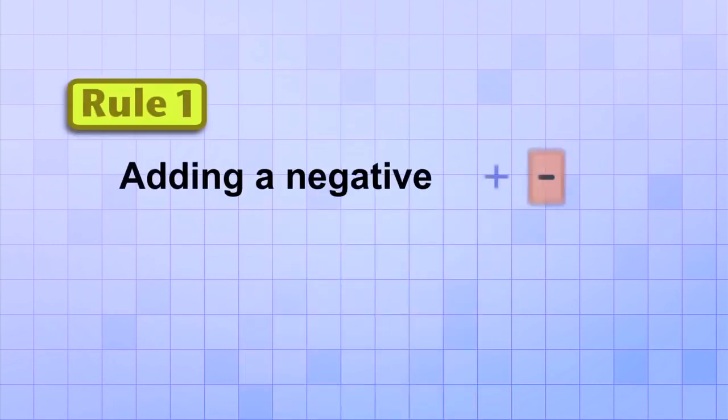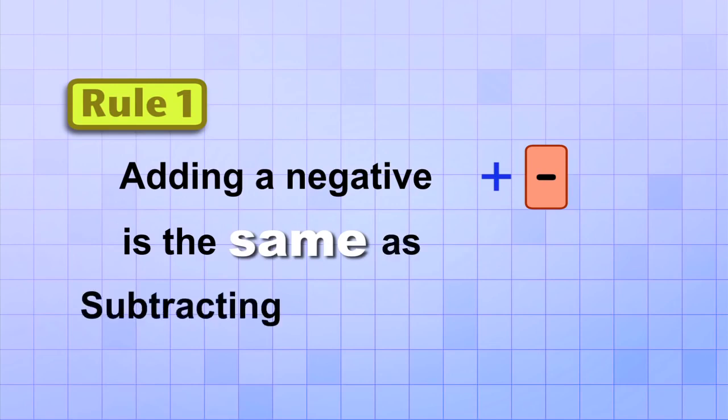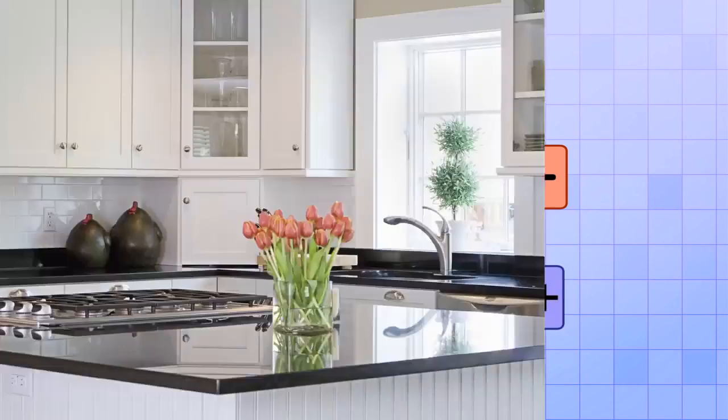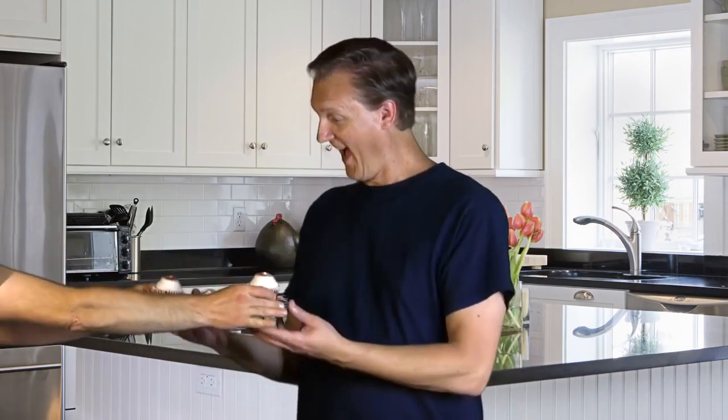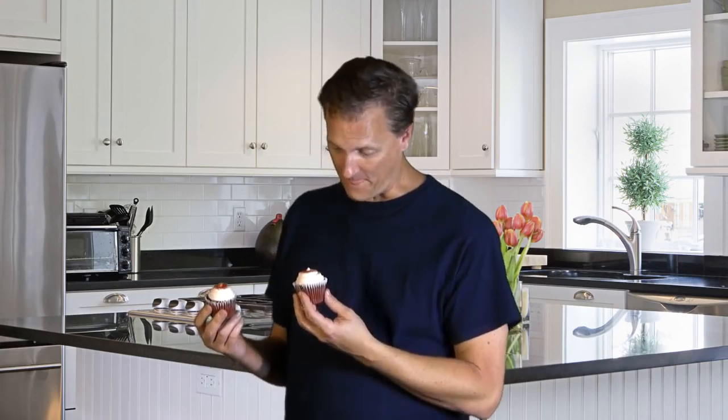The first rule is this: adding a negative is the same as subtracting a positive. To visualize what that means, suppose I give you positive 2 cupcakes. You'd be pretty happy, right? But what if I give you negative 2 cupcakes instead? That's the same as taking 2 cupcakes away from you. Would you still be happy?